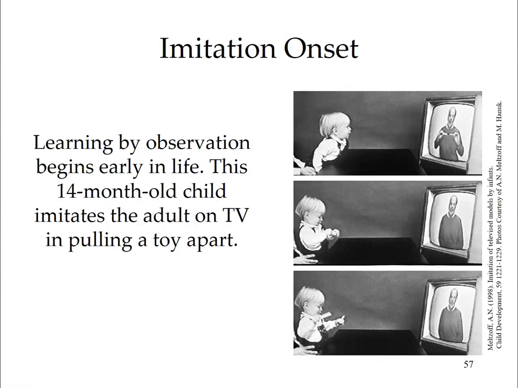Learning by observation begins early in life. This is a 14-month-old child who imitates the adult on TV by pulling apart a toy. He sees the adult on TV pulling apart this toy, and he then does the same thing. Bandura found that we are likely to imitate actions that go unpunished. We tend to imitate models that we perceive as similar to us, successful, or admirable.